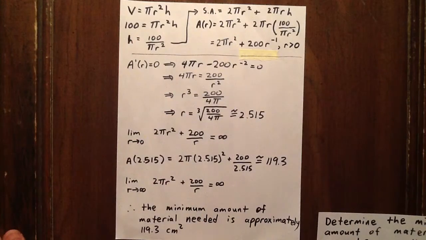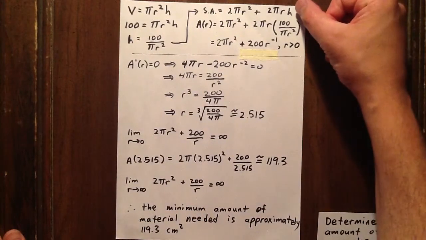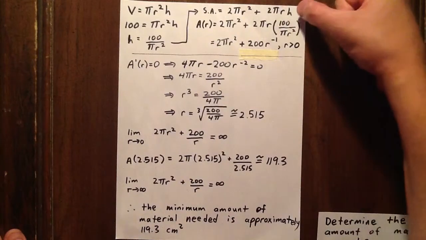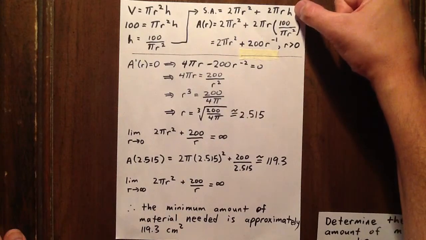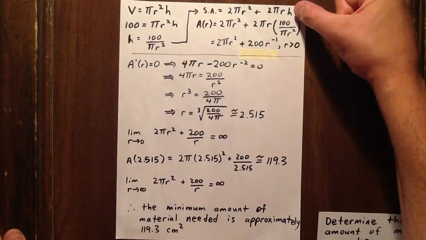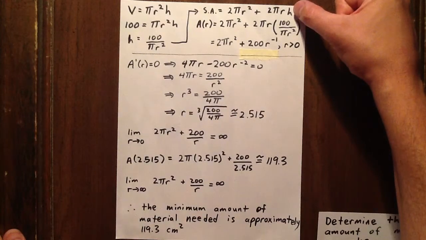The surface area of a cylinder is two circles up top plus length times width of the rectangular surface. A cylinder has a rectangular side. It's just bent around in a circle. So the surface area of a cylinder is given by this expression right here.